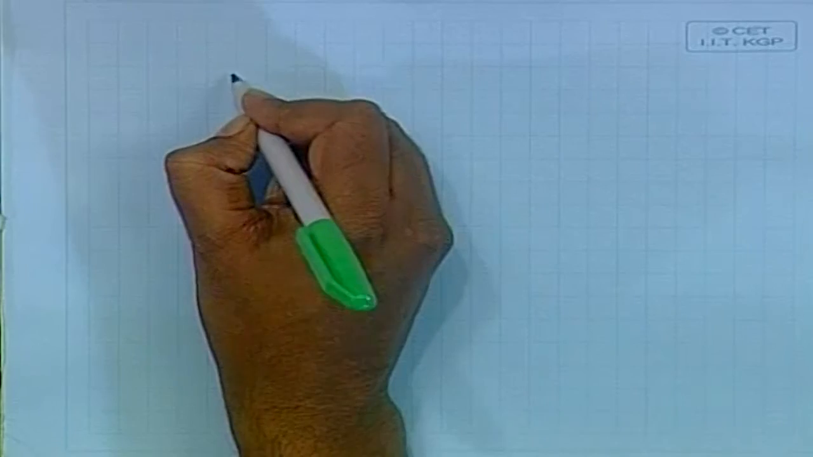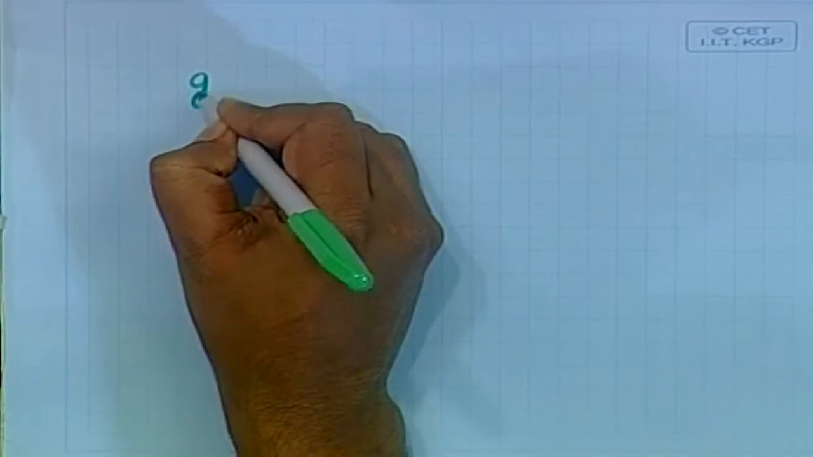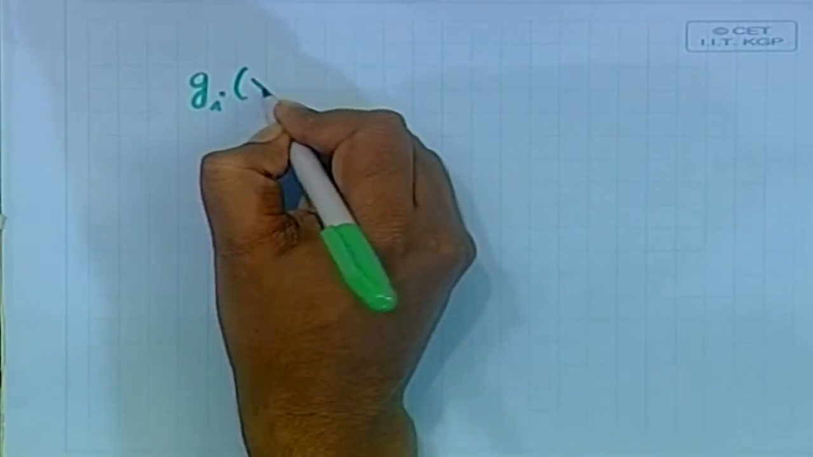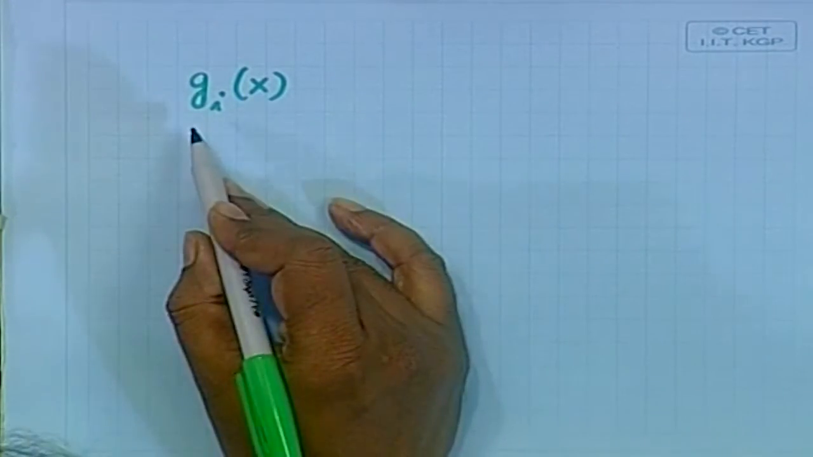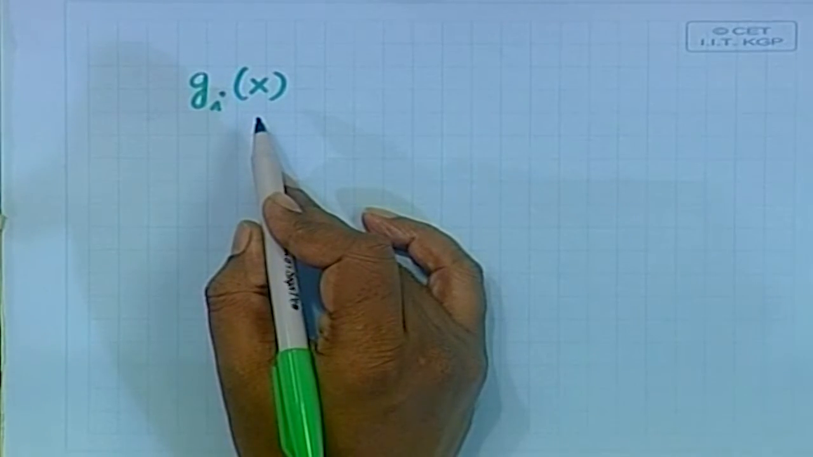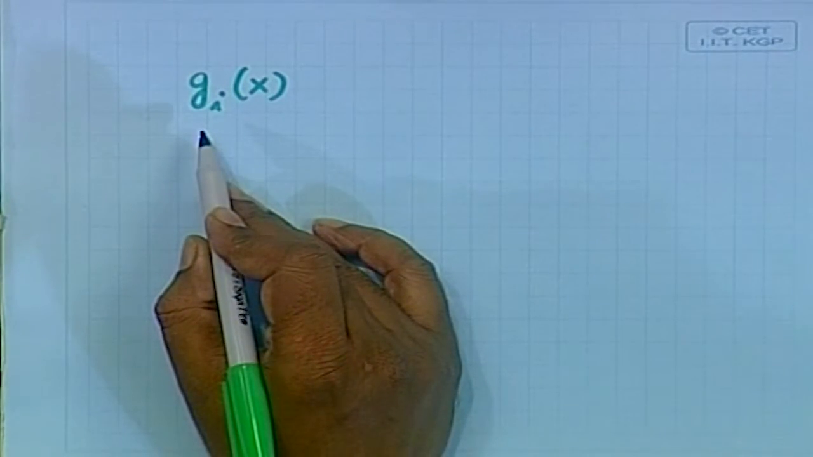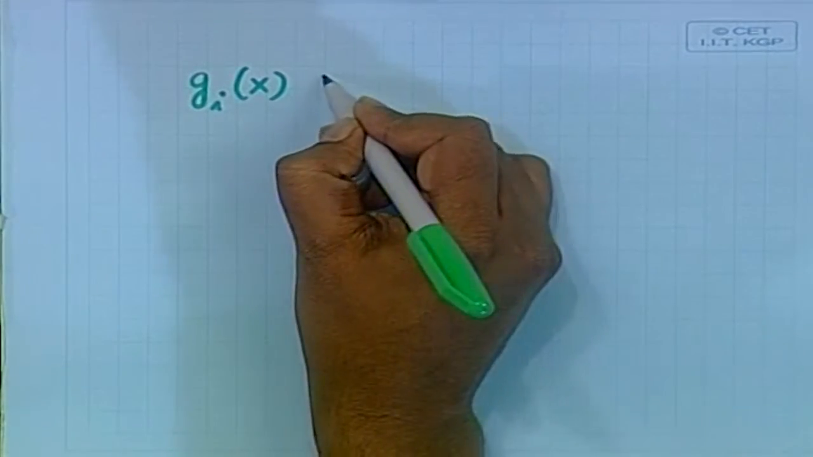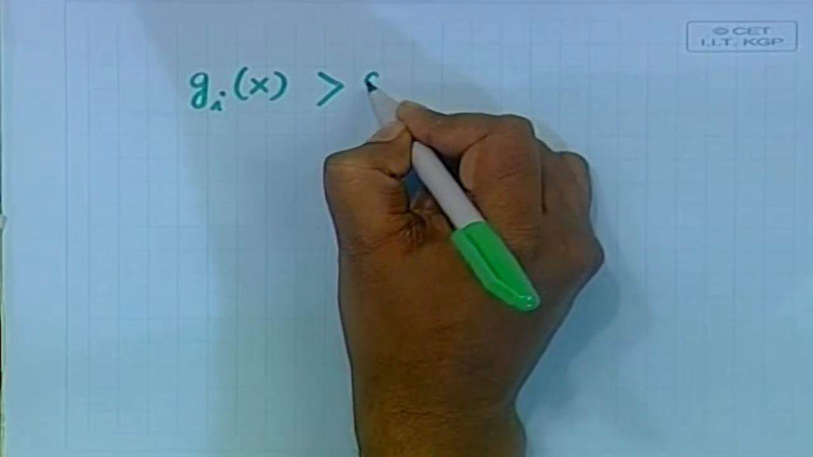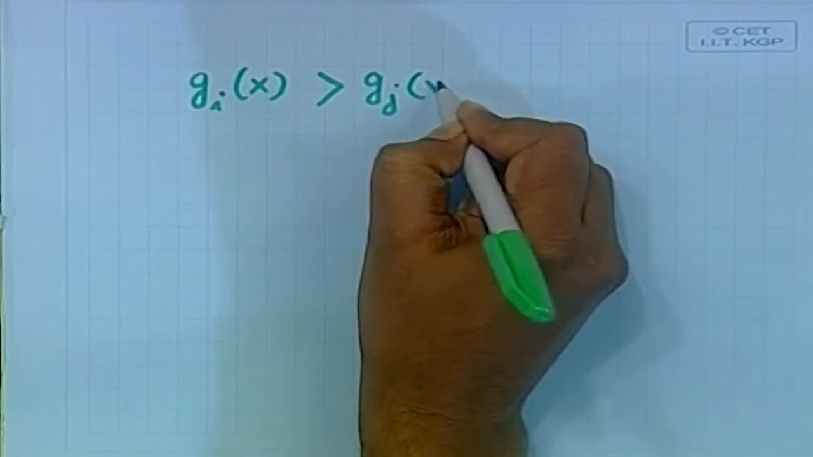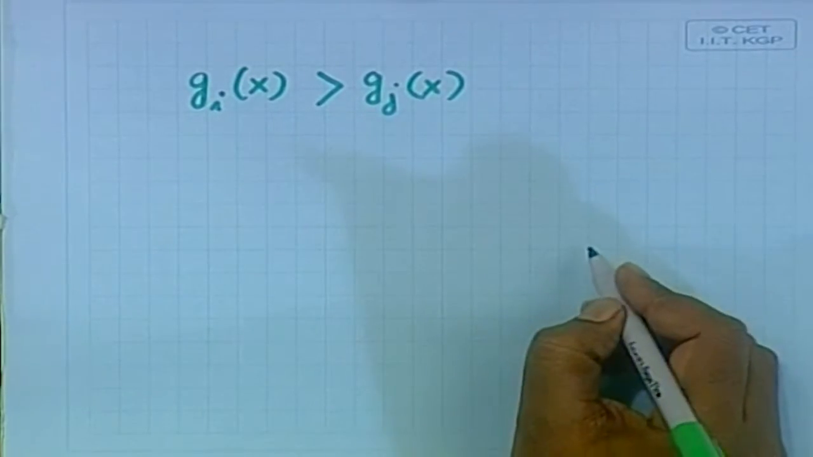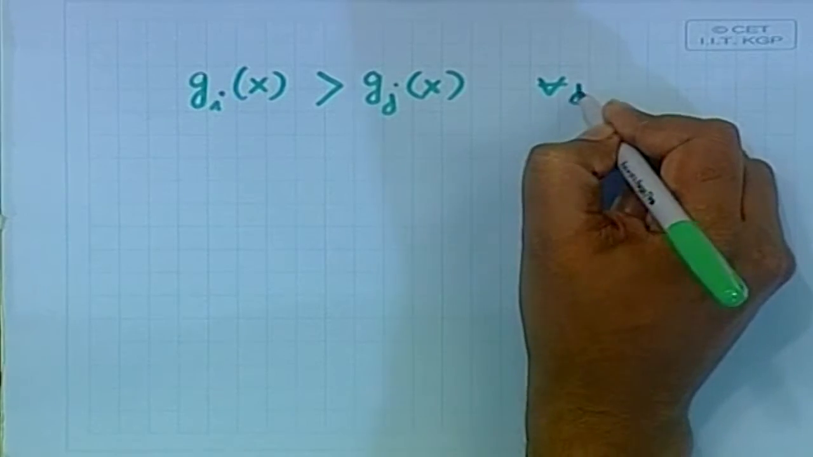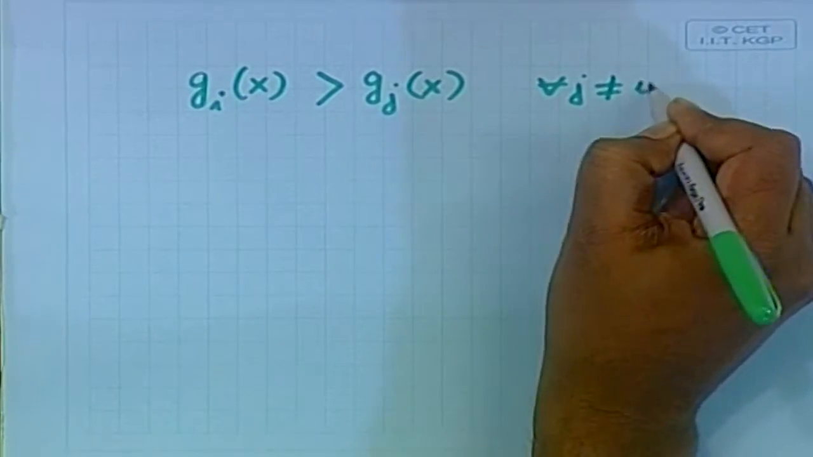So here we find that our condition is something like this: g_i(x), where x is the sample vector and g_i(x) is the discriminant function corresponding to the class omega_i, should be greater than g_j(x) for all j not equal to i.